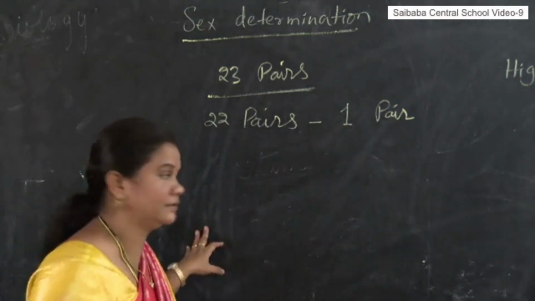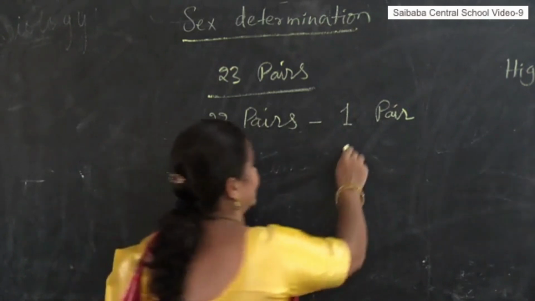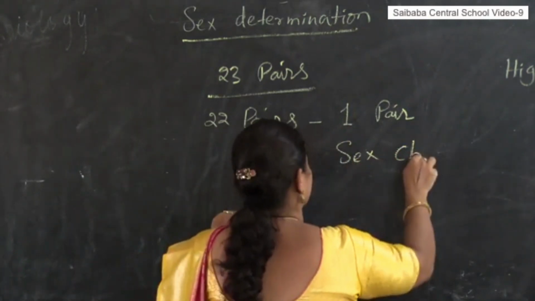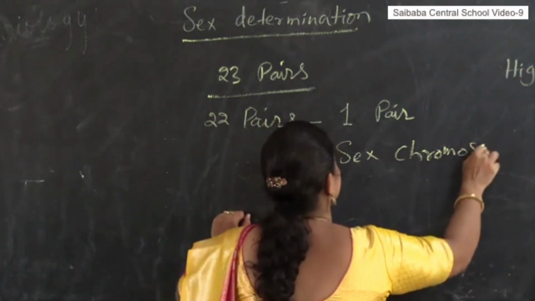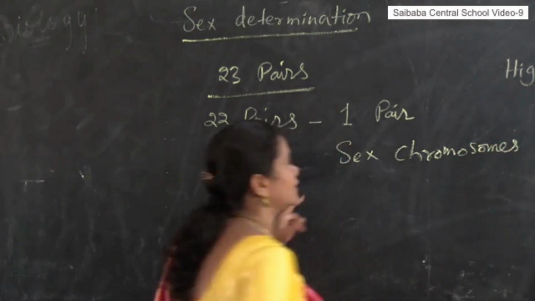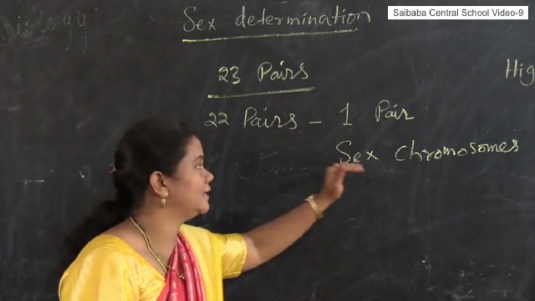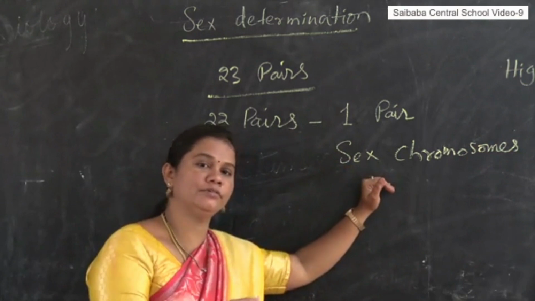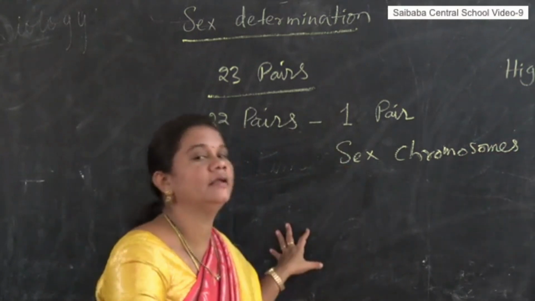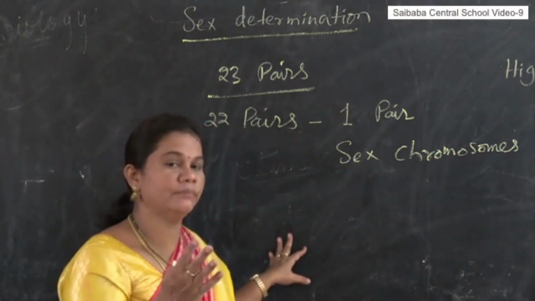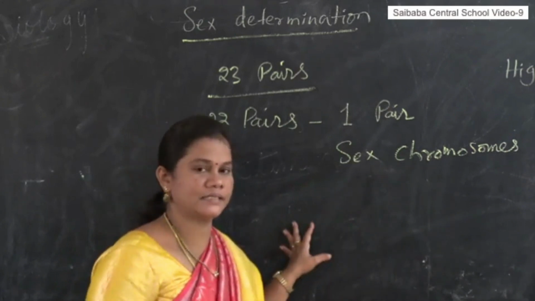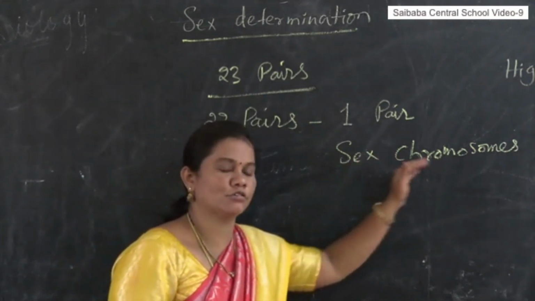22 pairs of chromosomes are common for every individual, whereas the one leftover pair is different from male to female. So that one pair is called sex chromosomes. Called what? Sex chromosomes. Why are they called sex chromosomes? These sex chromosomes are helpful to determine the sex of an individual. That is different from male to female. That's why they are called sex chromosomes.